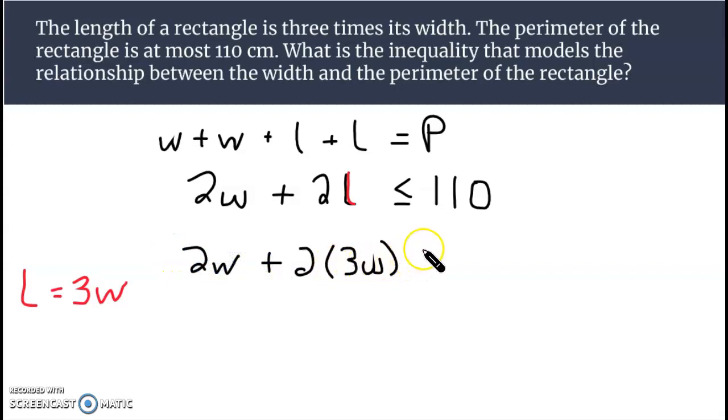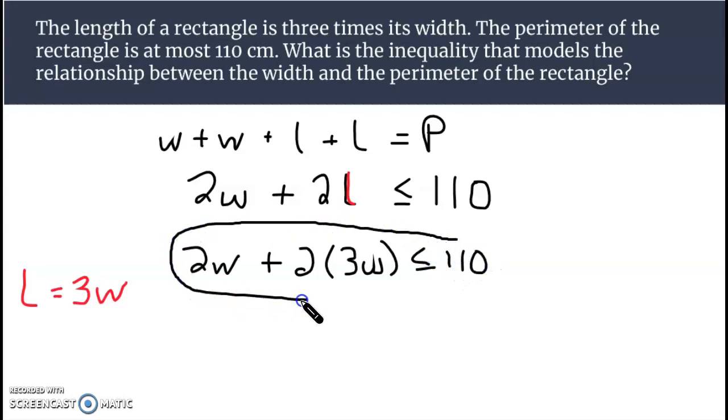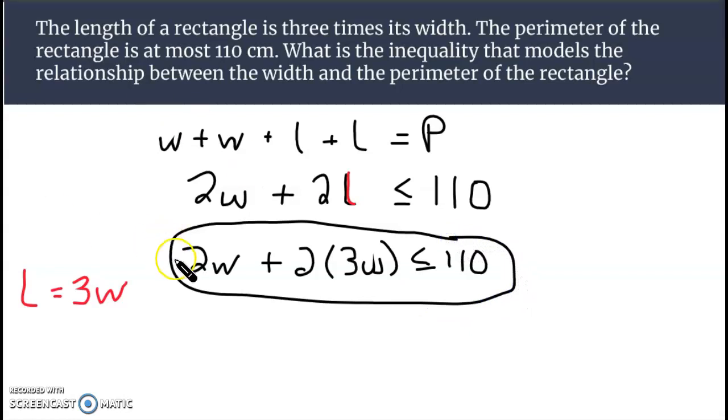Now notice the only variable we have is w, and the perimeter here is 110. So this answers the question. This sets up the inequality that relates the width and the perimeter: 2w plus 2 times 3w less than or equal to 110. Alright, and we're just setting this up. If you did need to solve for w or L for that matter, you certainly could. But we're just setting it up.